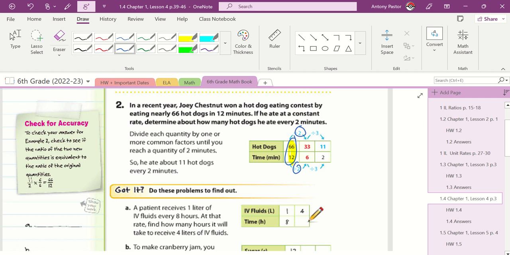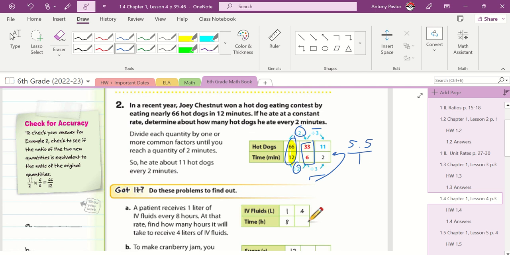Technically, 6 is a bigger factor, but when they do this, they realize that he ate 33 hot dogs in 6 minutes. They divide that by 3, common factor of 3, to get the 2 minutes. So he ate about 11 hot dogs every 2 minutes. If we wanted to find the unit ratio, we would divide 2 by 2 to get 1, and 11 by 2 to get 5.5. So roughly he ate about 5.5 hot dogs per minute, which is pretty insane.